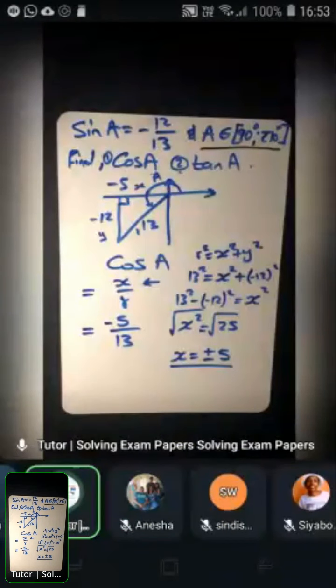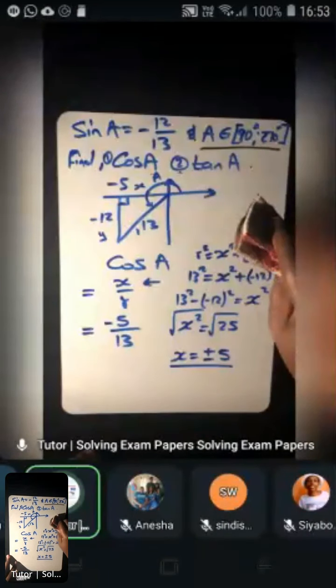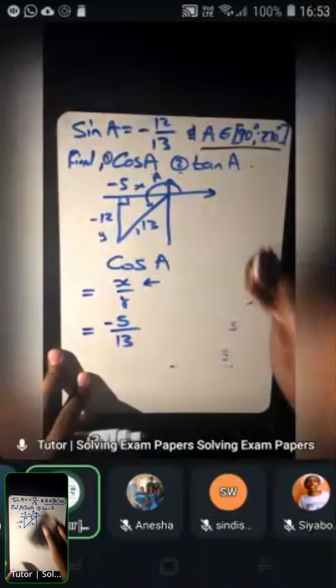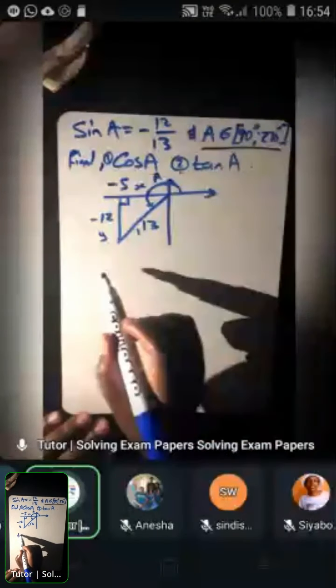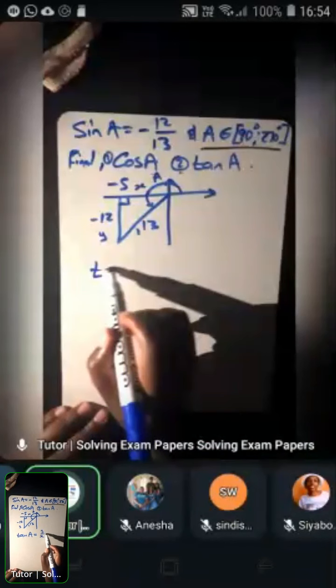Okay, then in that case, I think I can remove all of this. We've done that calculation, and I can also remove that. Then what we calculate now is tan angle, which is tan A, which is y over x.